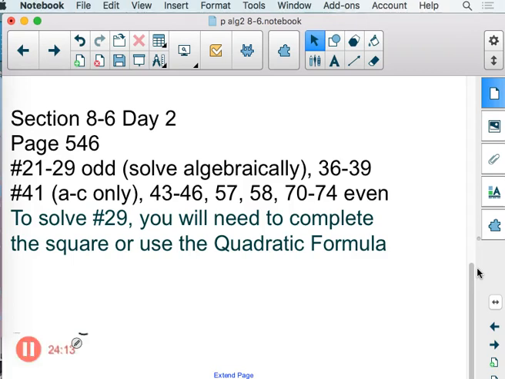Can I take a picture of that? Yeah, and I'll put it on the completed notes too, because most of this is just the extra instructions here. So 21 to 29 odd, solve them algebraically, even if it has a little calculator icon. Solve them algebraically. 36 to 39, and then 41, only do A through C.